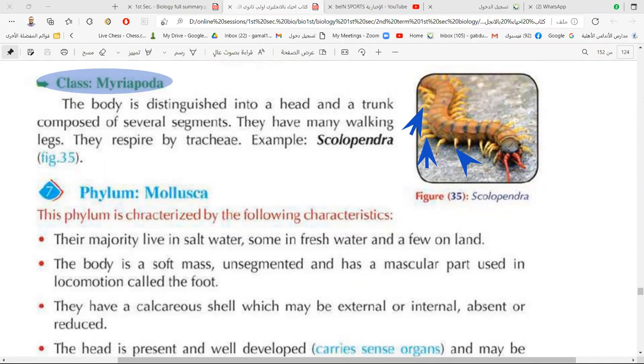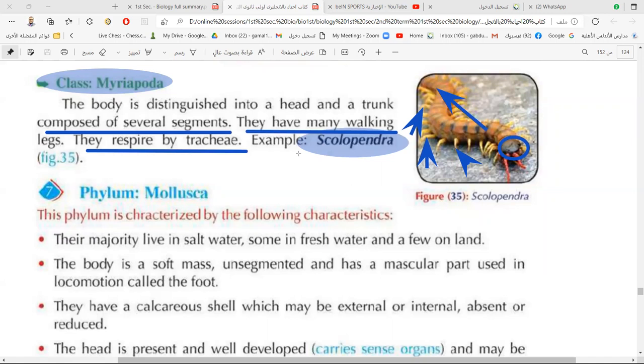The body has a head and a trunk, two parts only. The body is divided into two parts: the head and the other part is the trunk. And they have many segments. They have many walking legs and respire by trachea, الشعب الهوائية. Examples are Scolopendra and Gilius. Scolopendra, أم 44, and Gilius, التي تسمى أم ألف رجل. This is Myriapoda, طائفة عديدات الأرجل.